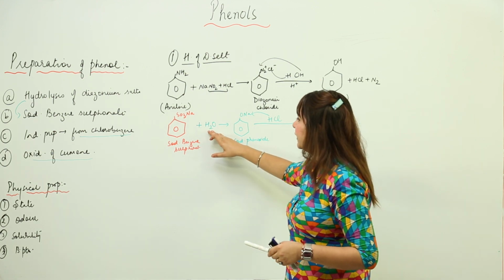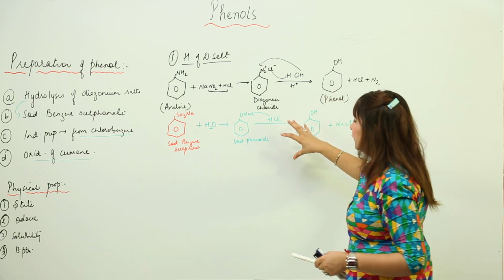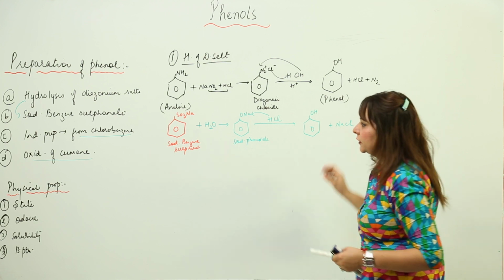See, when you carry out hydrolysis, it turns into a phenoxide. Then you add an acid, and when you add an acid, what happens? It forms phenol, and NaCl is liberated.